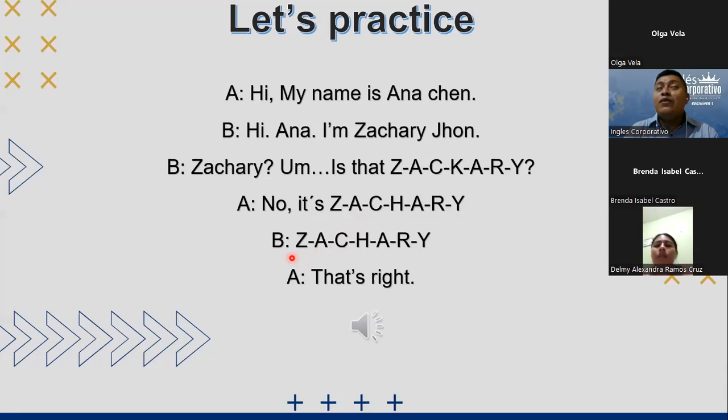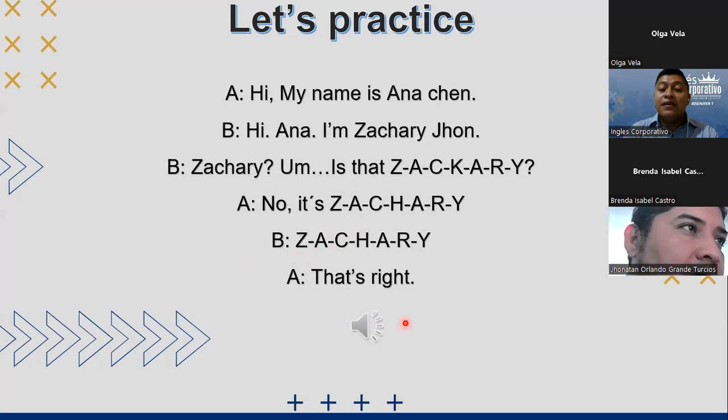En la primera hay una vibración, ¿verdad? Si se toca acá, usted va a sentir la vibración. Y en la otra no. Esa es la diferencia. That's the difference. Okay. Let's go with the next conversation.